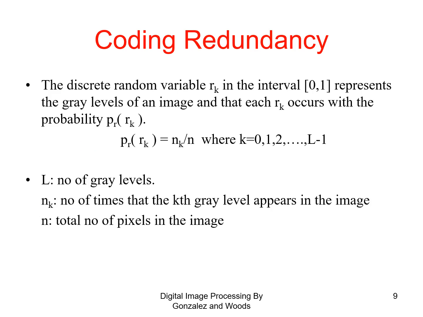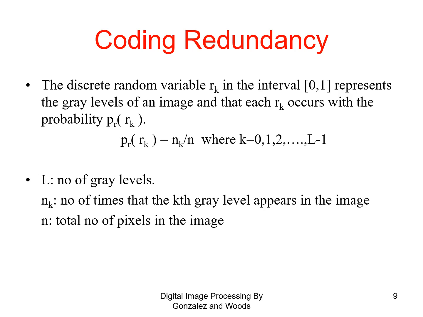The discrete random variable Rk, what is Rk? Rk is a particular gray level value in the interval 0 to 1, which represents the gray level of an image, and each Rk occurs with the probability PR of Rk. So this is what we have seen in the histogram also. So the probability of a particular gray level is given by the number of times that particular gray level occurs divided by the total number of pixels. So k varies from 0 to L minus 1. What is L? L is the number of gray levels. Nk is the number of times that the kth gray level appears in the image, and n is the total number of pixels in the image.